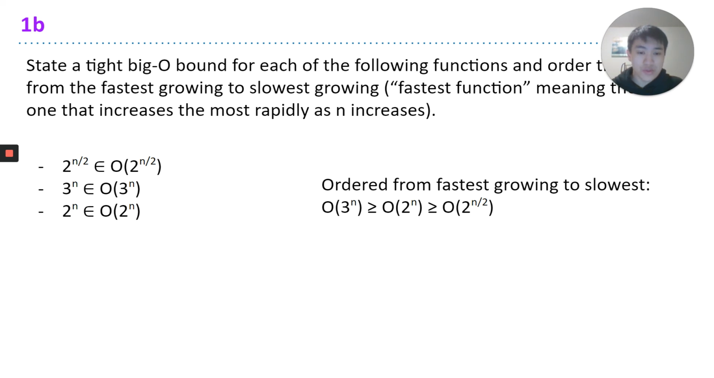A general rule of thumb is that if you look at the base first, a higher base will always lead to a faster growing function. If we have two functions of the same base, for example, here we have 2 to the n and 2 to the n over 2, now we look at which constants on the exponents are smaller.